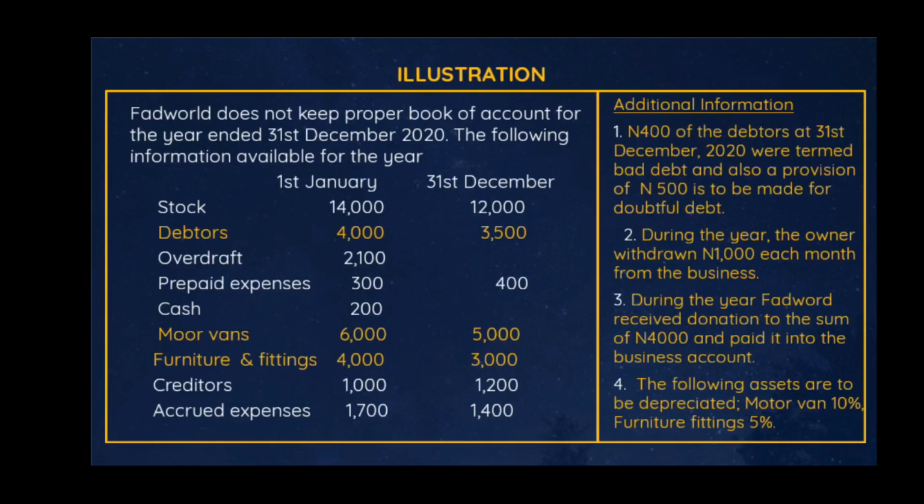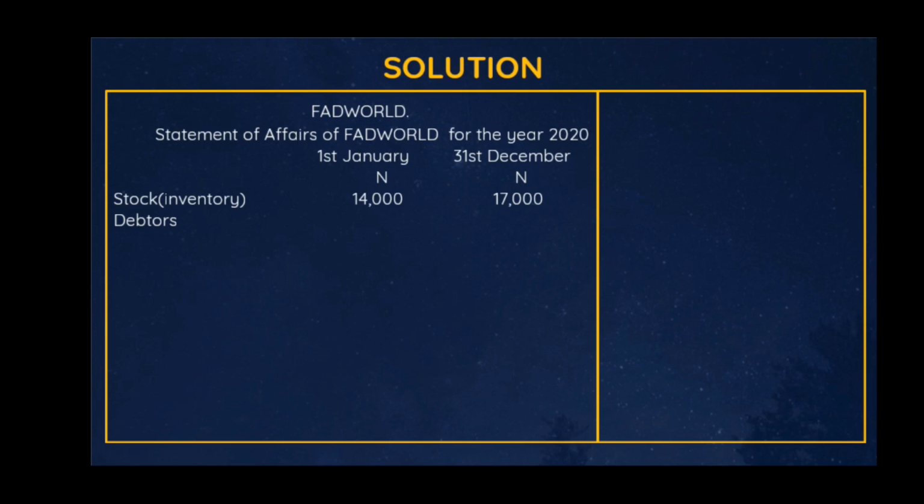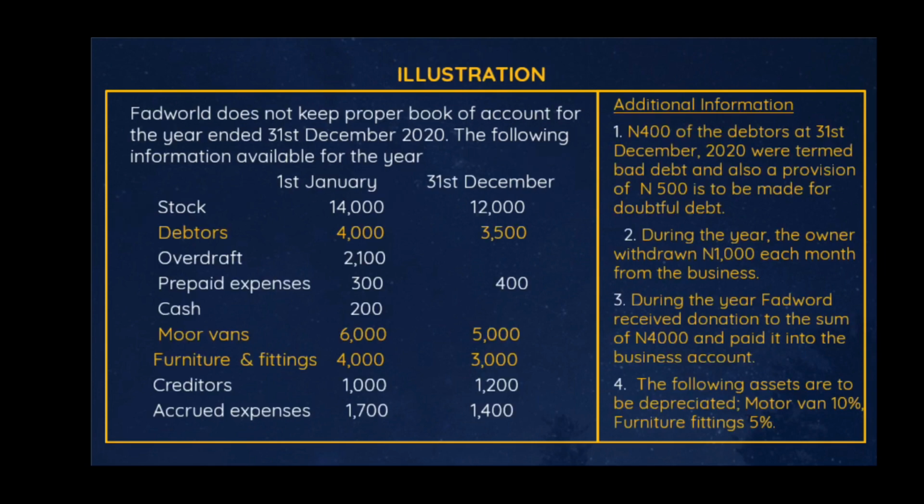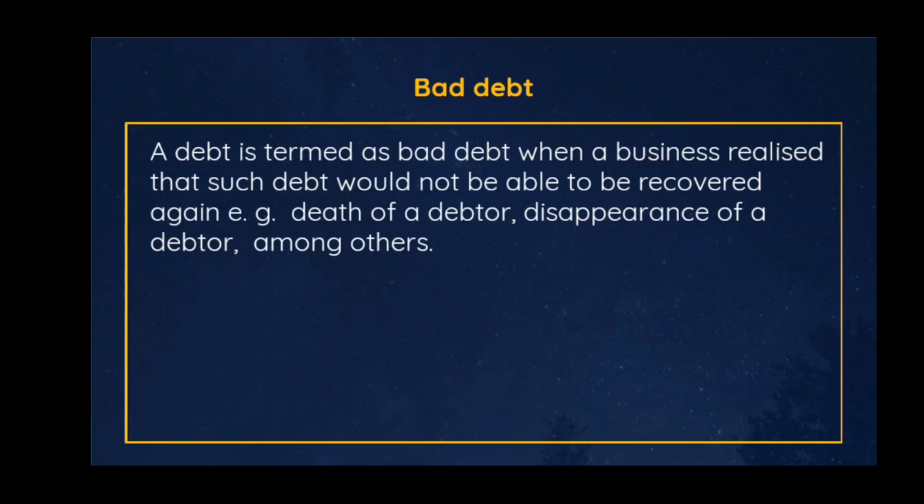The next entry is debtors. If you look at it, under debtors there is an adjustment. What does the question say? 400 naira of the debtors at 31st December 2020 were termed bad debt. What is bad debt? Bad debt refers to all those debts that the business thinks it will not be able to recover again, so they decide to write it off. Debtors at the beginning of the year is 4,000 naira. The adjustment will be based on the end of the year, on the closing balance. At the end of the year, our debtors is 3,500 naira. So that means we are going to have debtors.